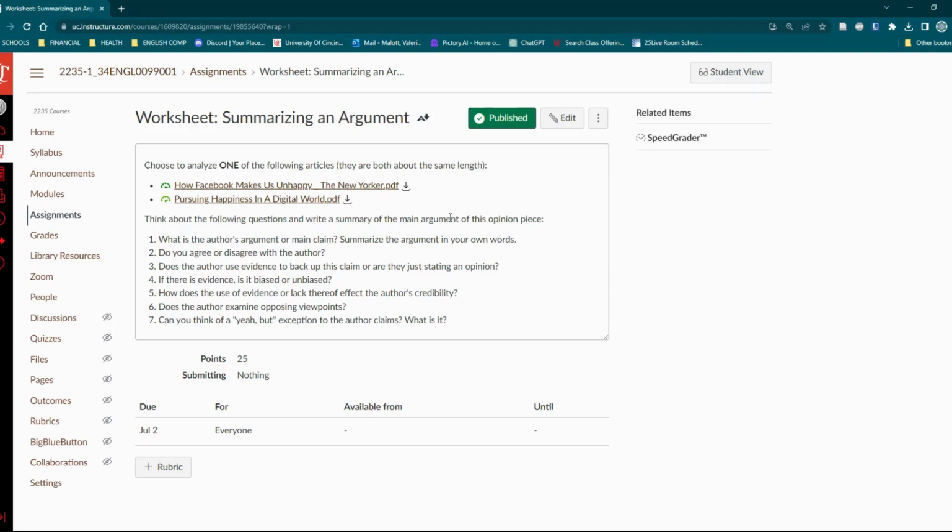Remember, in the last unit, we talked about the rhetorical appeals, pathos, logos, and ethos. So using evidence, which is logos, how does that affect the author's credibility, their ethos, right? Does the author examine opposing viewpoints? Or are they completely consumed with their own opinion or their own way of looking at the world? Can you think of a quote unquote, yeah, but exception to what the author claims?